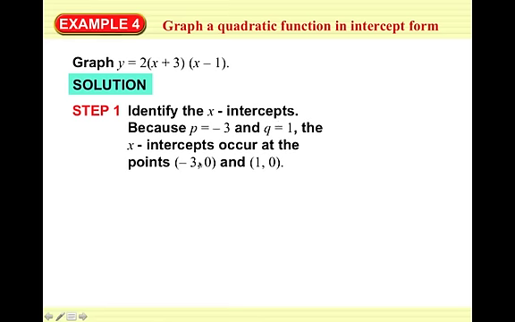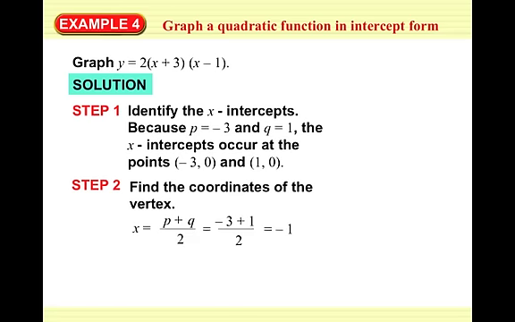The x-intercepts occur at the points (-3, 0) and (1, 0). Step 2 is going to be to find the coordinates of the vertex. You're going to do p plus q over 2, so negative 3 plus 1 over 2 is negative 1. To find the y value, you just plug in that value for x into the equation and solve.